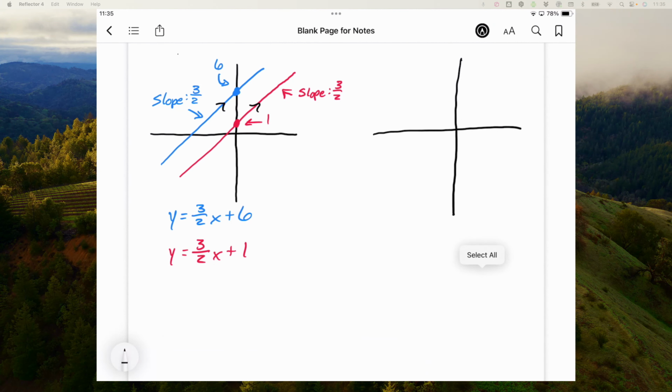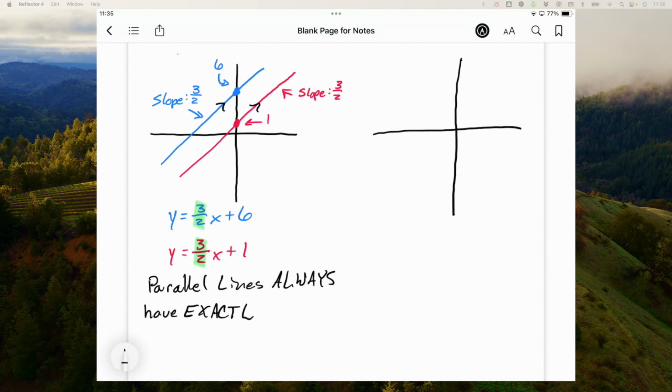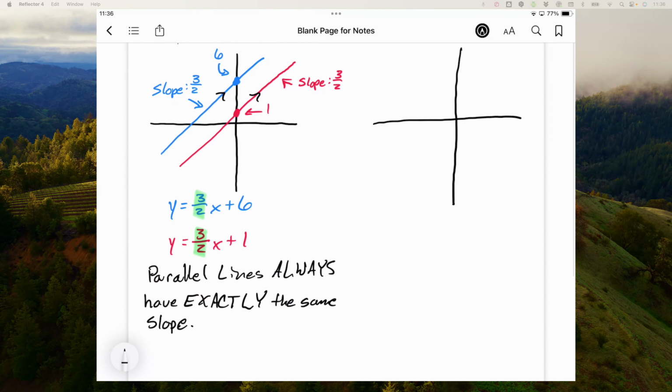What's going on here is that these two parallel lines, we need to recognize that there's something going on here. Their slopes are exactly the same. And so we can make a statement about parallel lines, that parallel lines always have exactly the same slope. And that would be true for any parallel line that we add to this.